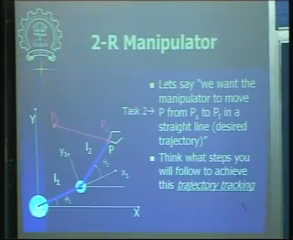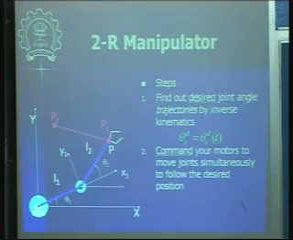Now again you can think about what are the steps that you will follow to achieve this task. What are the differences between the previous and this task? So what you will do typically is find the desired theta 1 and theta 2 as a desired time trajectory. So they are functions of time here. You can see they are functions of time. And then again you will command your motors to move the joints simultaneously to follow the desired position trajectory.